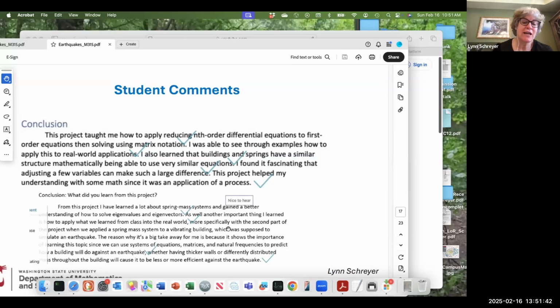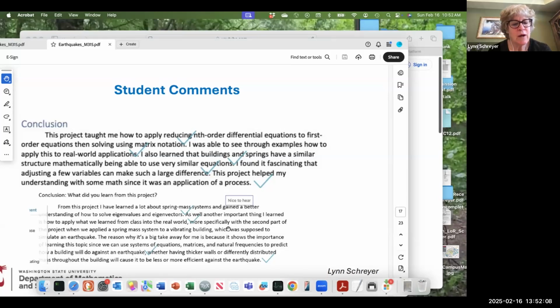Okay, this project taught me how to apply reducing nth order differential equations to first order equations, then solving using matrix notation. I was able to see through examples how to apply this to a real world application. I also learned that buildings and springs have a similar structure mathematically, being able to use very similar equations. I found it fascinating that adjusting a few variables can make such a large difference. This project helped me understand with some math since it was application of a process.